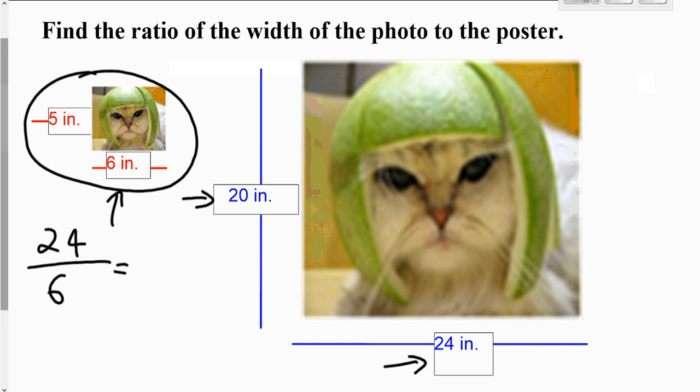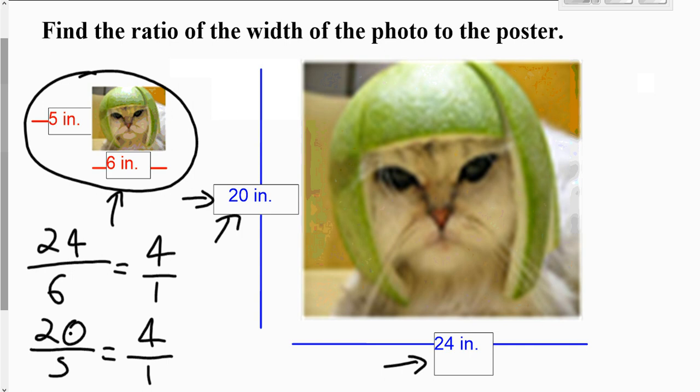So we can see that when we simplify this 24 to 6, that's a ratio of 4 to 1. And to make sure that that proportion is held, we wanted to make sure that not only our width but our height grew in that same proportion. And we can see that 20 over 5 is going to reduce down to a proportion of 4 to 1, so that we didn't get any distortion there. So our scale factor here is going to be 4 to 1 from our poster to our photo.